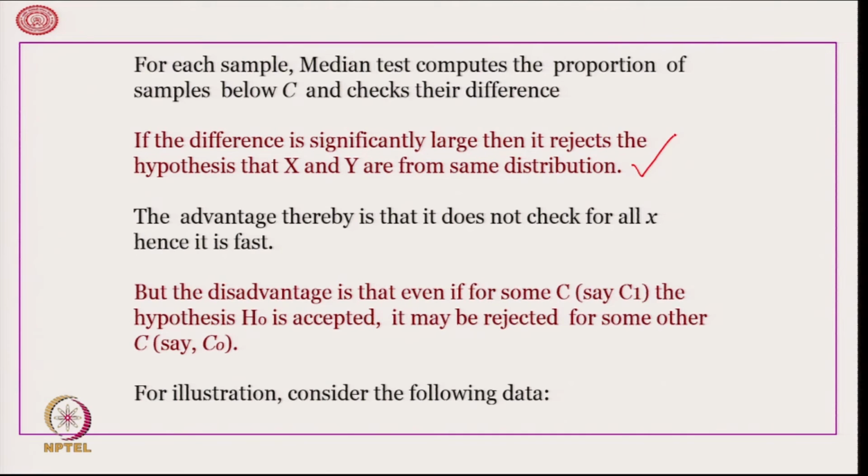The advantage thereby is that it does not check for all x, hence it is fast, but the disadvantage is that even if for some c, say let me call it C 1, the hypothesis H naught is accepted, it may be rejected for some other c, say C naught. Let me illustrate it with the following data.